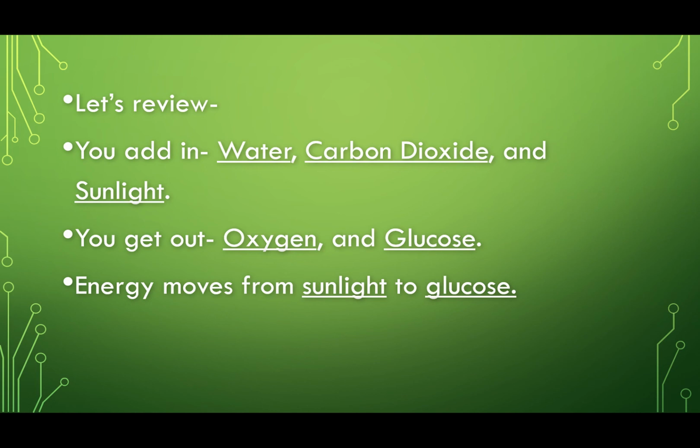You add water, carbon dioxide, and sunlight. Those are your reactants. You're going to get out oxygen and glucose. And that energy, we want to follow that. It goes from sunlight to glucose. So we're going from solar energy to chemical energy. Remember, glucose is made of chemicals, C6H12O6. So we're going from sunlight to chemical, solar energy to chemical energy.